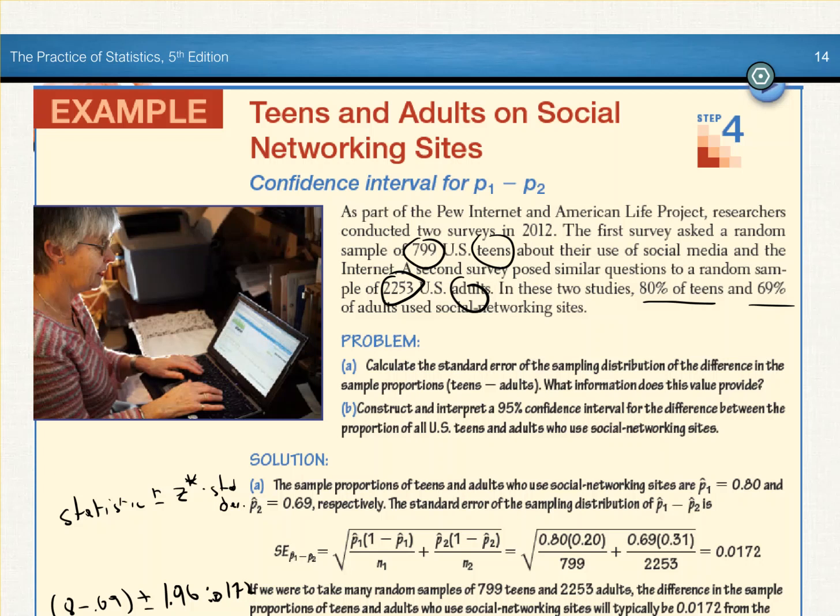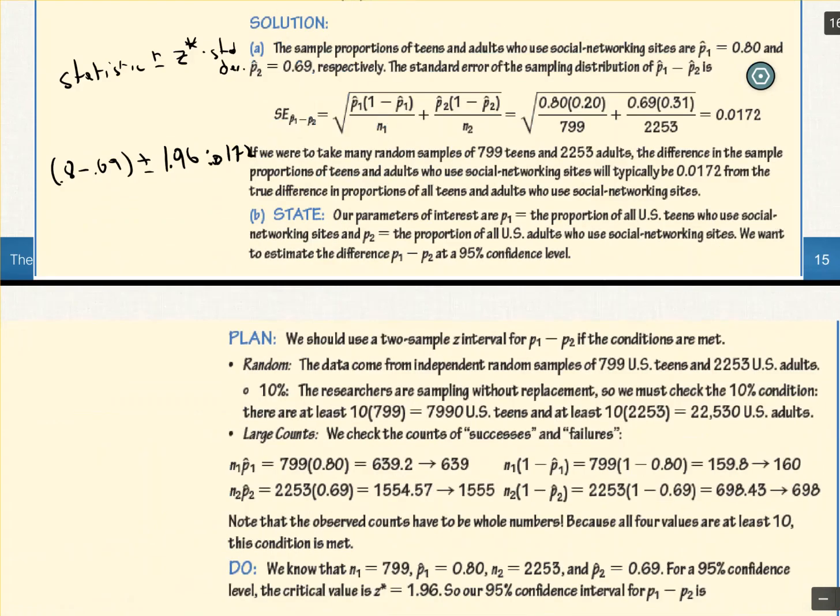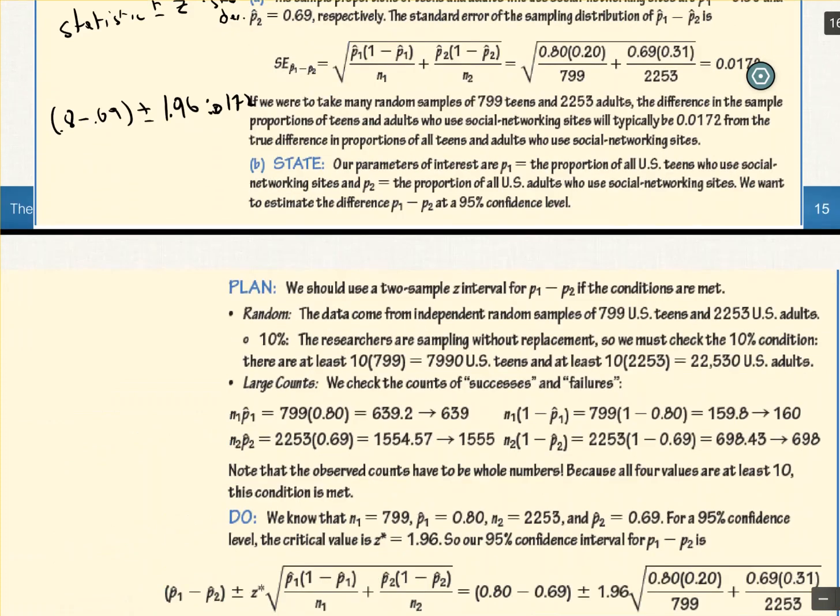And then if we check our large counts, we need 0.8 times 799 to be greater than or equal to 10. Well, it is, right? They have to do all the calculations down below, but let me go down and look at that. Basically, we have to check all our requirements. Yes, there are more than 8,000 teens. Yes, there are more than 22,000 adults. We check our large counts, and we end up with these values here. They're all bigger than 10 by a long shot.